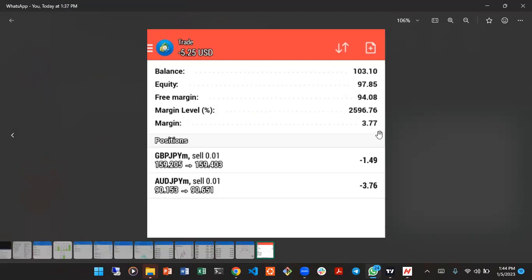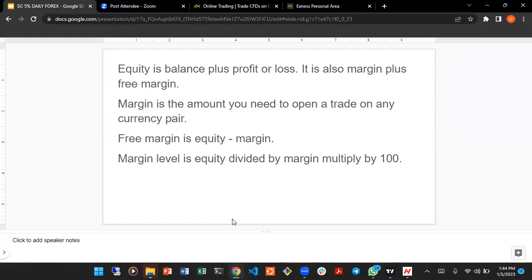But do you understand? For some people, their margin might be $1,000 because they are using a bigger capital. But my own margin is what? $3.77. You also can check your own MetaTrader 4 while you place a trade to see the amount of margin. So the minimum amount used to open a trade is your margin. Now, the free margin.